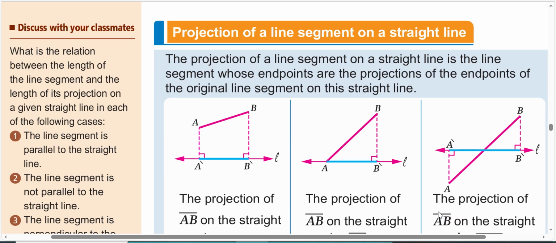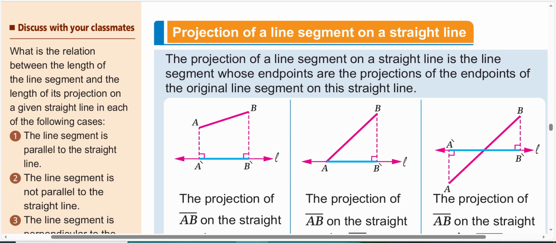The projection of a line segment on a straight line. Listen, the projection of a line segment on a straight line is the segment whose endpoints are the projections of the ends of the original line segment on the straight line. Like AB, look at AB. The projection of AB will be A dash B dash, because A dash is perpendicular to straight line L and B dash is perpendicular to L. And here the projection of EB will be AB dash, okay?